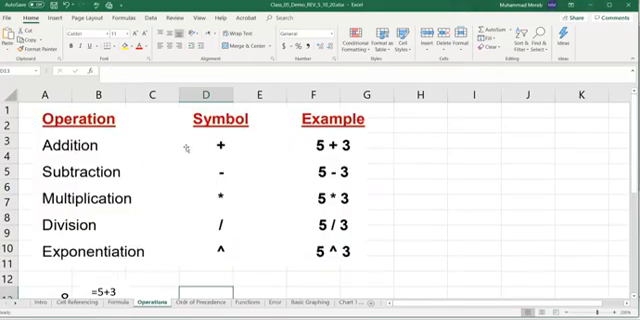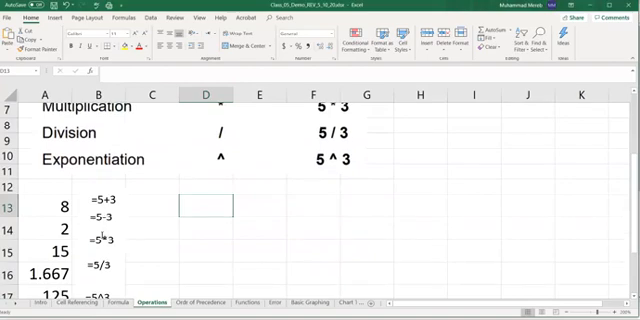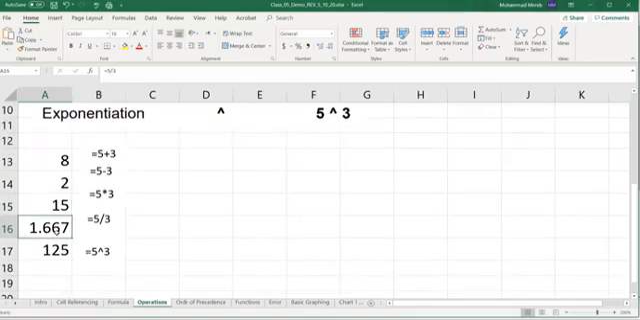These are the common ones: addition, the plus sign; subtraction, the minus sign; multiplication; division; and the exponent, which is the caret. These are just some examples of how we can use them, and as we mentioned before, we have to use them after the equal sign. If you look here, 5 plus 3 will give you 8, 5 minus 3 will give you 2, 5 times 3 is 15, 5 divided by 3 is 1.67, and finally 5 to the power of 3 will give you 125.